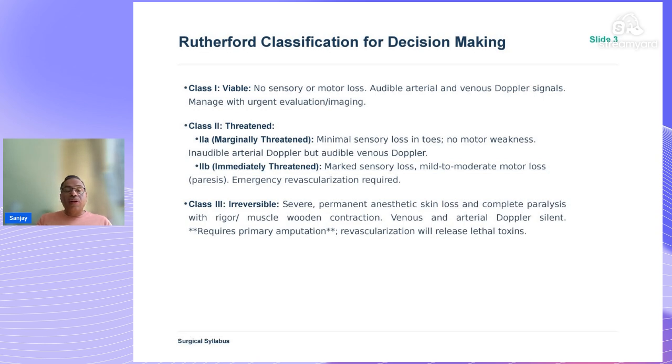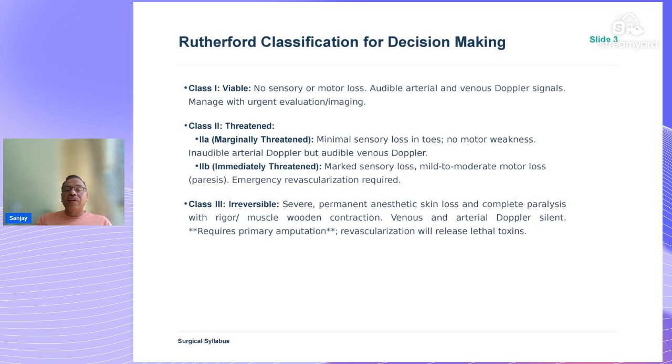Now, 2A consists of minimal sensory loss in the toes, but there is no motor weakness. And on color Doppler, there is inaudible arterial Doppler, but audible venous Doppler present. So, arterial Doppler is inaudible, that means there is no signal on arteries on color Doppler, but venous Doppler is still visible.